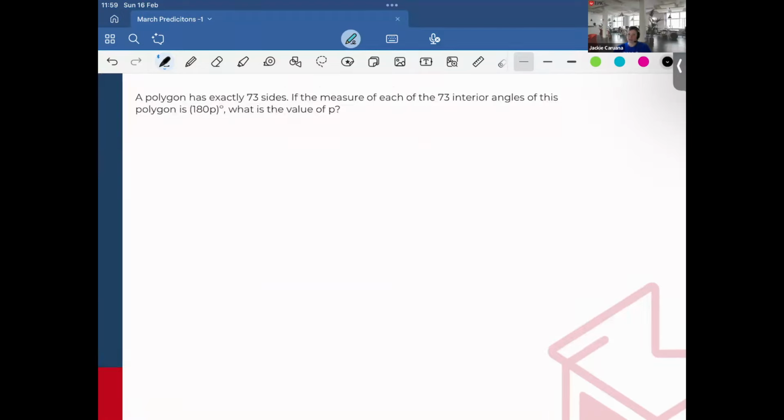Amazing. So a polygon has exactly 73 sides if the measure of each of the 73 interior angles of this polygon is 180p degrees. What is the value of p? Okay, so the measure of each of the 73 interior angles is 180p degrees. Important, I can find the sum of the interior angles, and this formula is not given to you on the formula sheet, so worth knowing.